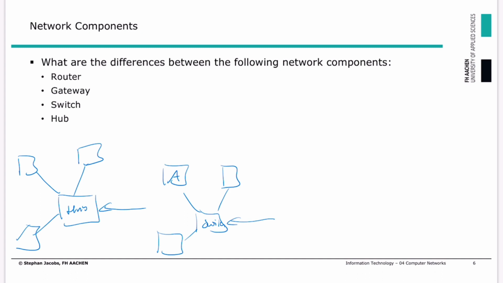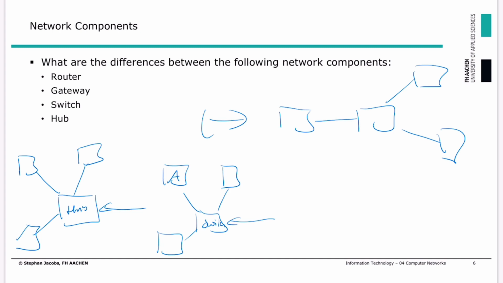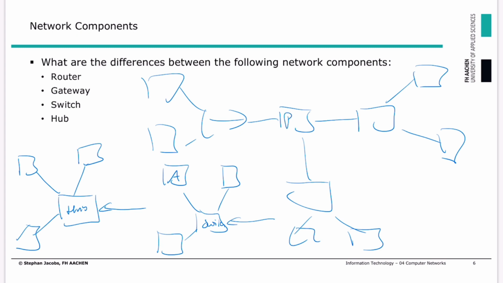Now, what is a router? A router is more in the middle of a network. Some things go like that, and on the other side, we have other components, and maybe something is going here. So the router knows where to send something.